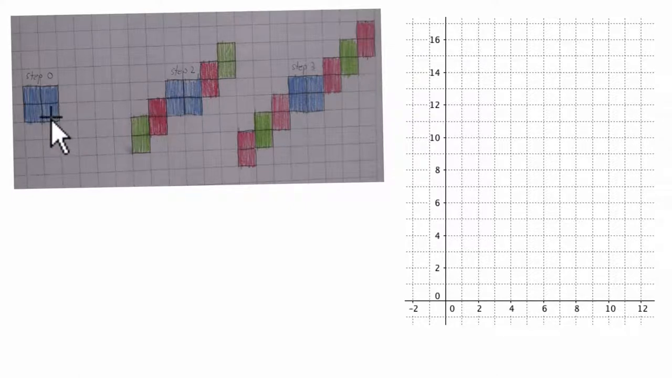So for example, on step 0, there are 1, 2, 3, 4 pixels. We'll also look at the height of the shape and the width of the shape with each step. We'll look at the graph of them, the equations, and then that's it. So a lot of things to track here.